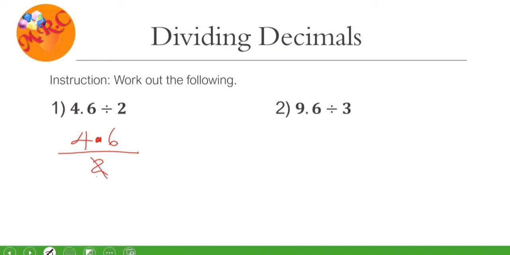So 2 divided into 2 is 1. 2 divided into 4 is 2. I come to my decimal point, as you're seeing here, and I'm just going to bring it down here. So that's the decimal point. And then it's 2 divided into 6, which is 3. And that leaves us with 2.3. Now go ahead and pause the video, work on question number 2, and then come back to the video.